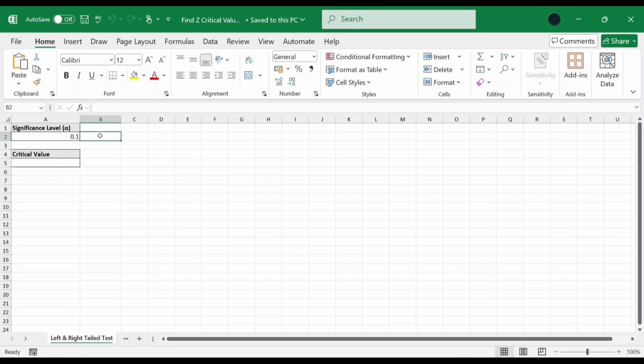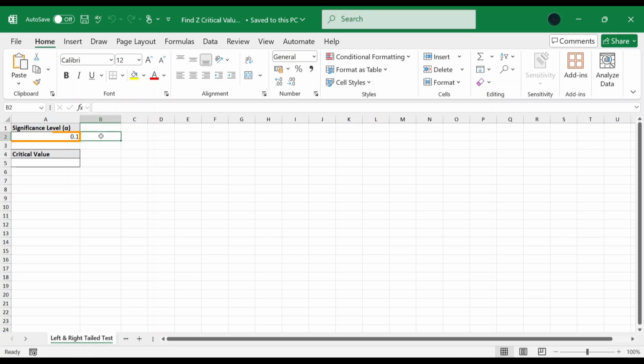Let's get started. In the first method, we will calculate the z-critical values for left-tailed and right-tailed tests with the help of the NORM.S.INV function, which allows us to find the z-value corresponding to a specific probability, perfect for quickly determining the cutoff in a one-sided test. The NORM.S.INV function returns the inverse of the standard normal cumulative distribution. First, let's start with the left tail test. Left tail test checks if the sample mean is significantly less than the population mean.